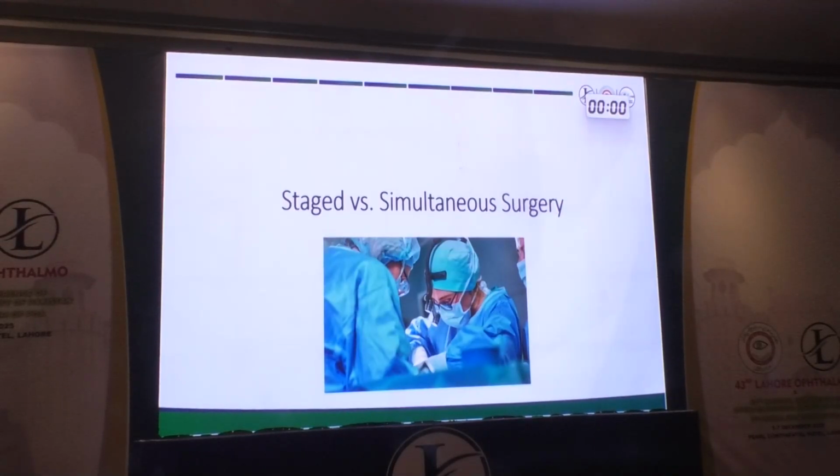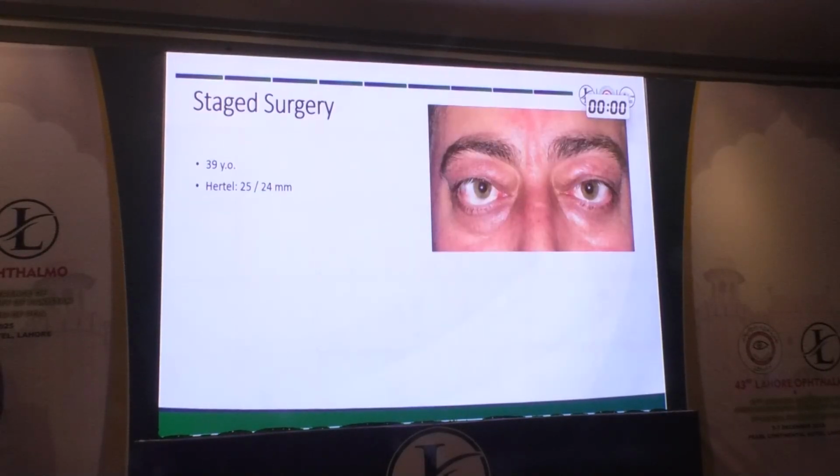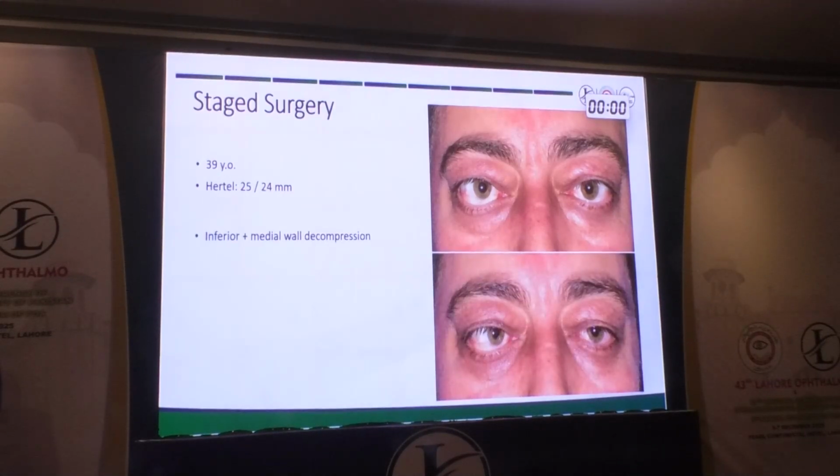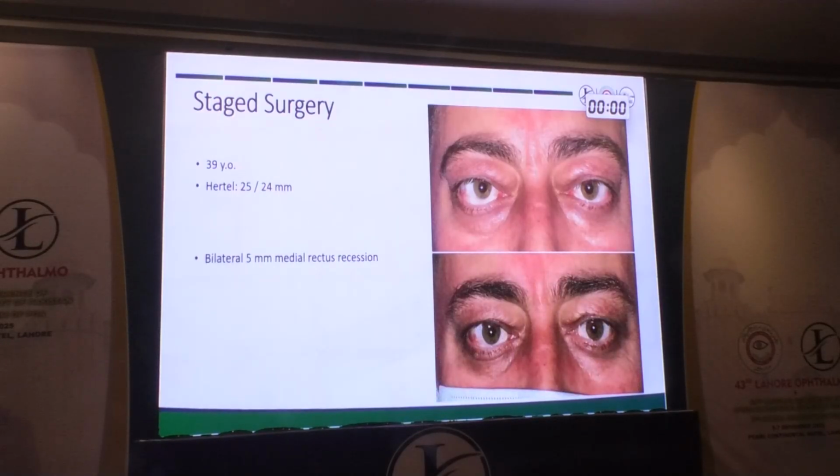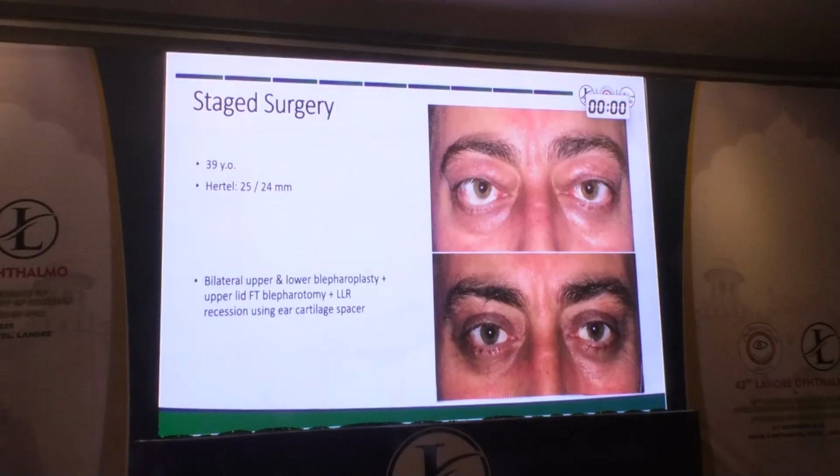There's also a new discussion between staged surgery and simultaneous surgery. There are some studies: when we do all the surgeries step by step, it usually takes around 18 months or 2 years until the patient sees the end results, and not all patients may want to wait that long. So this patient was operated for orbital decompression, two-wall decompression. He developed diplopia and strabismus. Strabismus was corrected 6 months after, and 6 months after that we did the eyelid surgery, but it was 1.5 years.